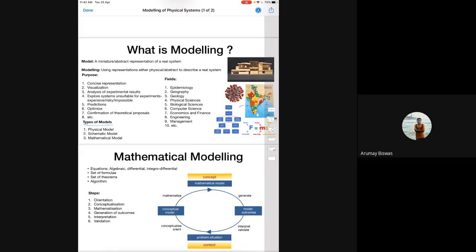So the criteria by which you classify your models may be different. So I saw, for example, some people classifying models as dynamic and static, but that is not very relevant to us in science. Okay, so the types of models, if you have a physical model, that's basically like having a miniature house or a miniature car or something. Okay. Then you have a schematic model, which is something like a map or an organizational chart or a diagram, for example.